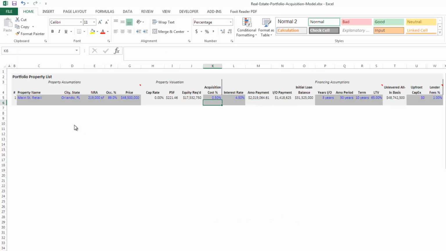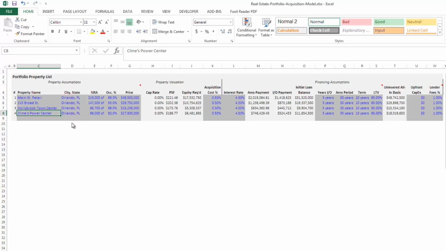So we've inputted the Main Street retail. I'm going to now input the rest of the 3 properties quickly so you don't have to watch, and I will be right back. Okay, so I have now put the 4 properties in.